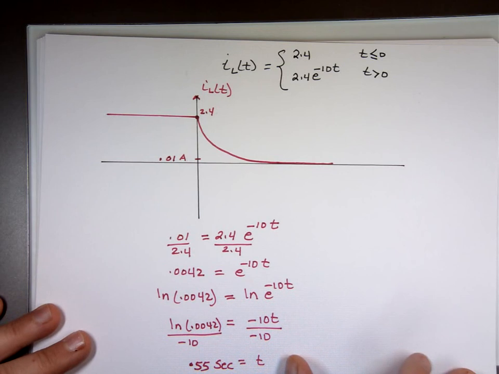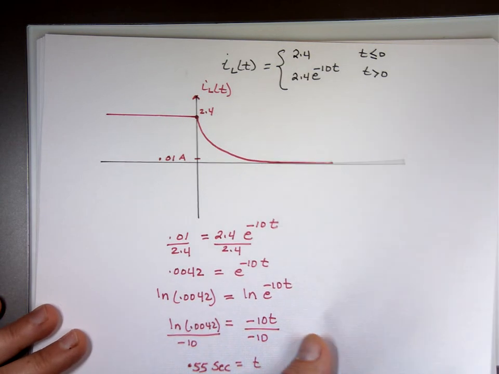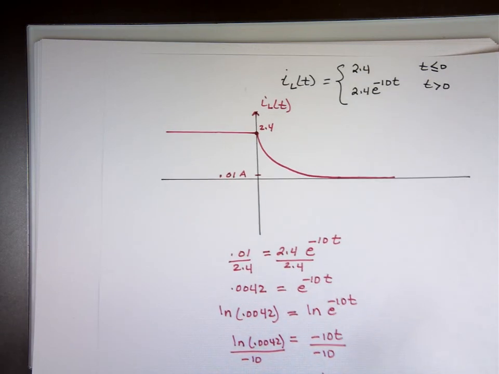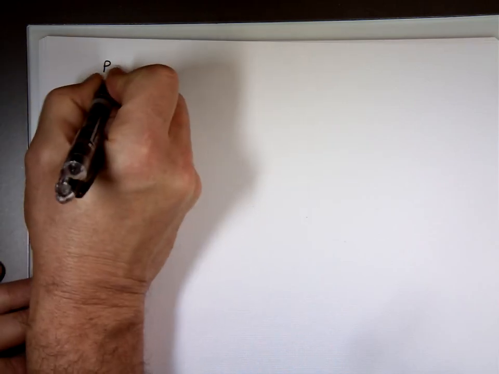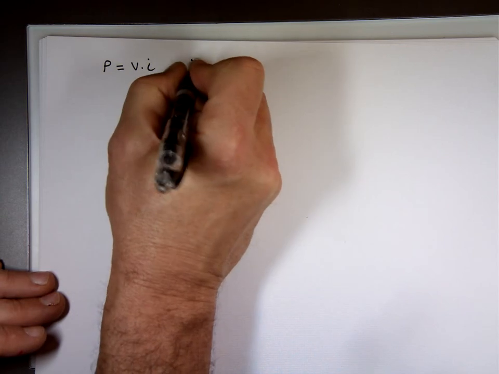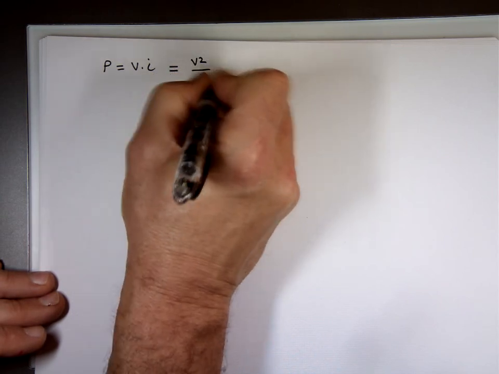Let's try another one. Now, if I stay with this problem just to continue more before I leave it, what about if I'm asking for the power through that inductor? Isn't power equals V times I, or V squared over R, or I squared times R?